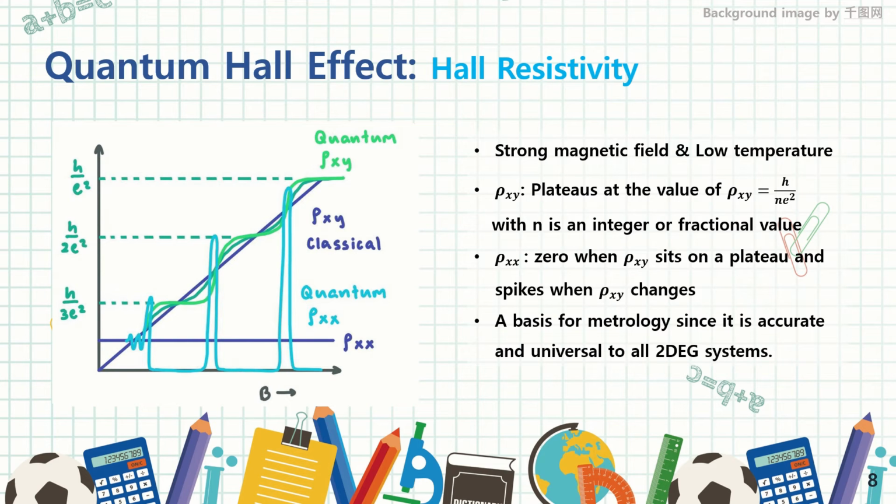This quantized Hall resistivity led to the establishment of a new metrological standard, as this standard quantum resistor h over e squared contains only the fundamental constants of electron charge and the Planck constant.